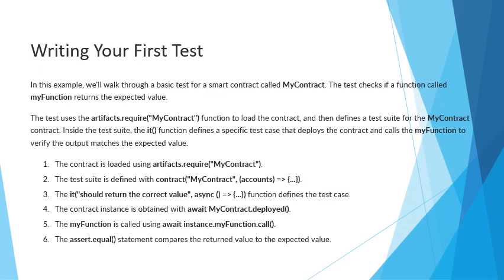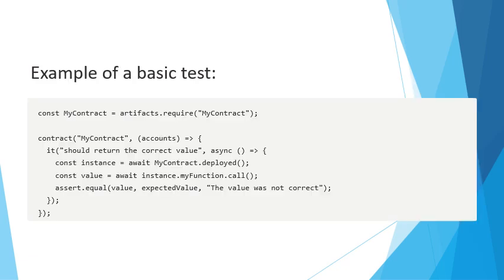Now let us write a basic test for a smart contract called MyContract. This test checks if a function called myFunction returns the expected value. First, the contract is loaded using the artifacts.require command. Artifacts store all the data about the compiled contracts and are necessary for deployment. Next, the test suite is defined with the contract. The it function defines the test case. Then the contract instance is obtained with await MyContract.deployed. Then in the next line, myFunction is called. Then the assert function compares the returned value to the expected value.